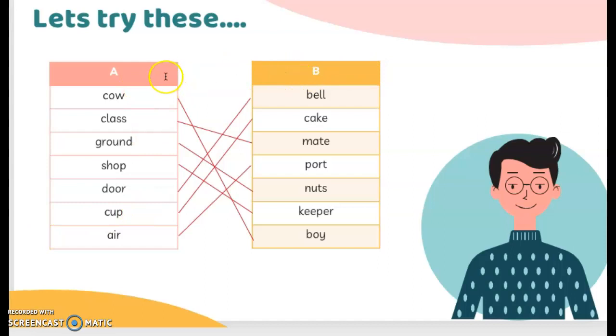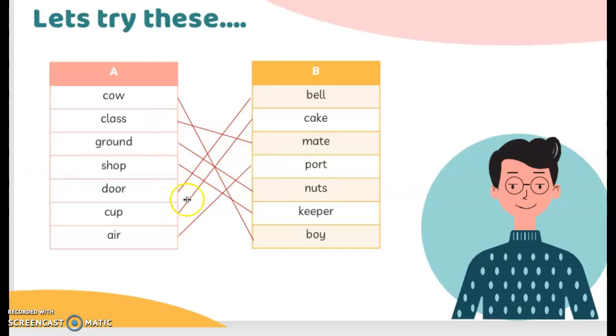If you refer to your textbook, you'll find this table. So you have to match them together to form a compound noun. For example, cow goes to boy, class goes to mate, ground goes to nuts, shop goes to keeper, door goes to bell, cup goes to cake, and last one air goes to port. So when you combine these two, it will become like this one: classmate, groundnuts, doorbell, airport.